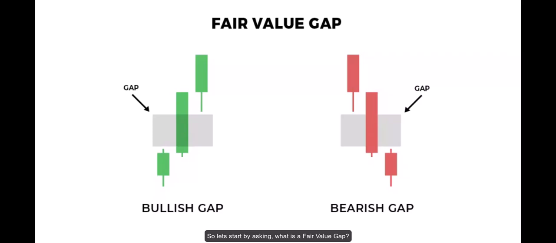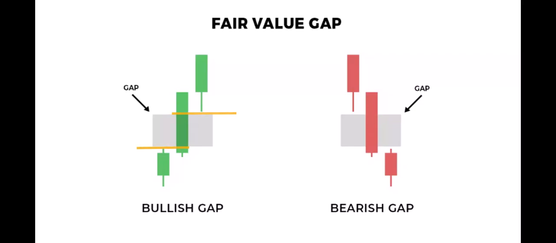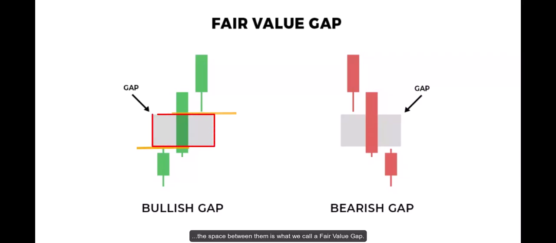So let's start by asking, what is a fair value gap? During an impulsive move, when candle 1, 2, and 3 close, in a bullish example, if the high of candle 1 and the low of candle 3 have a space between them on the body of candle 2, the space between them is what we call a fair value gap.